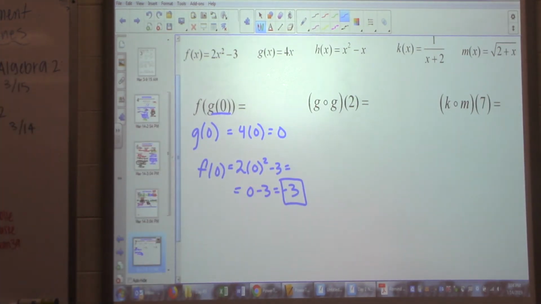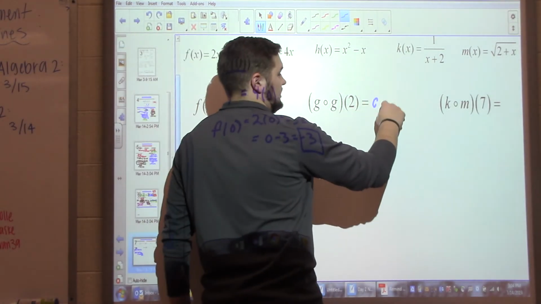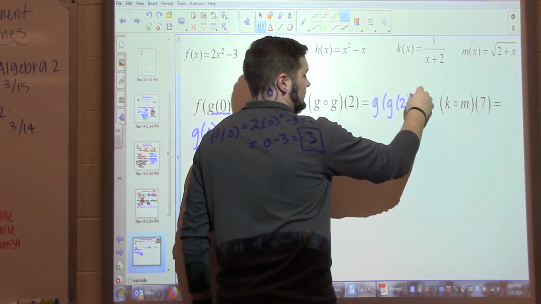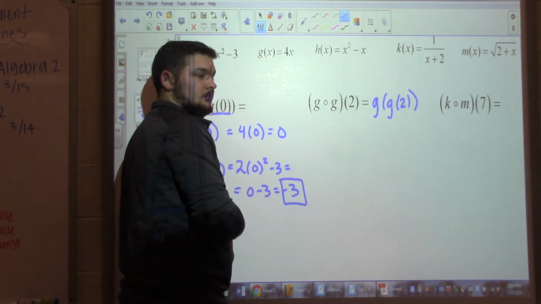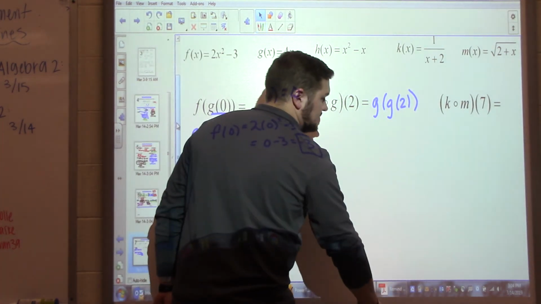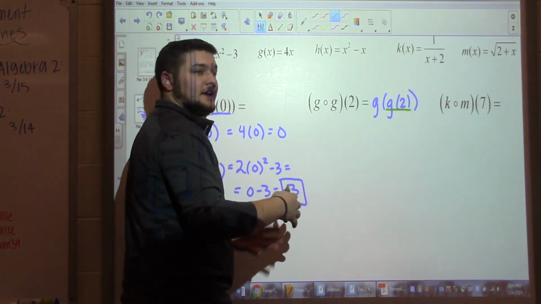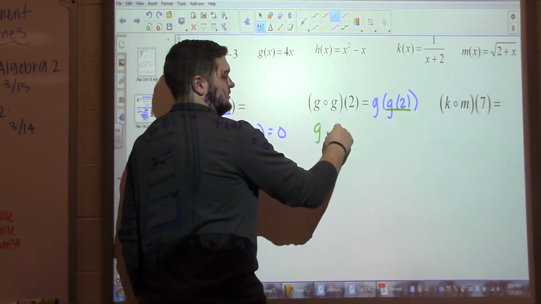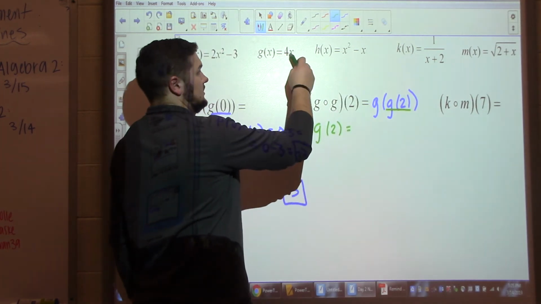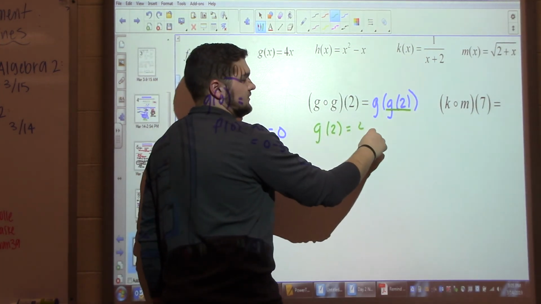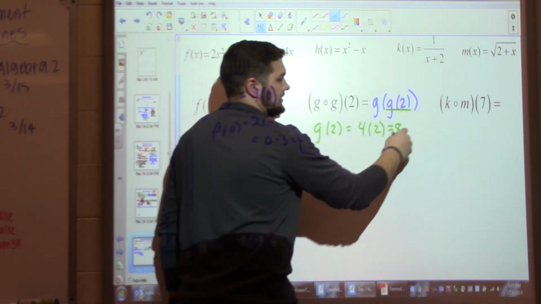Anytime you plug numbers in, you should get a number answer. Same thing here. I'm going to rewrite it. g of g of 2. So first thing I'm going to do is g of 2, that inside piece. Working inside out. g of 2. Plug 2 in for x in our g function. 4 times 2 is 8.